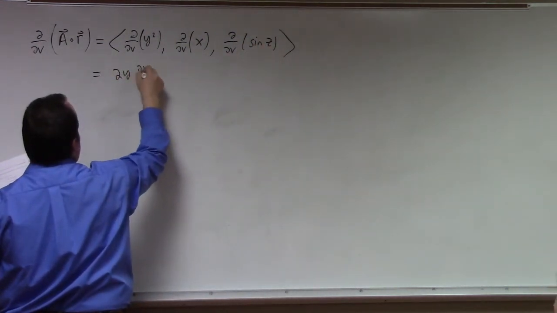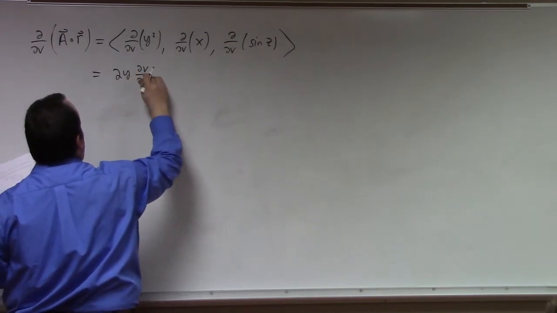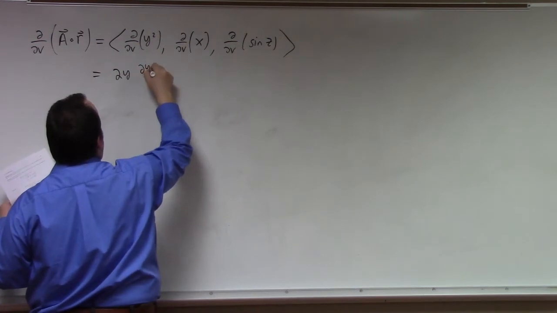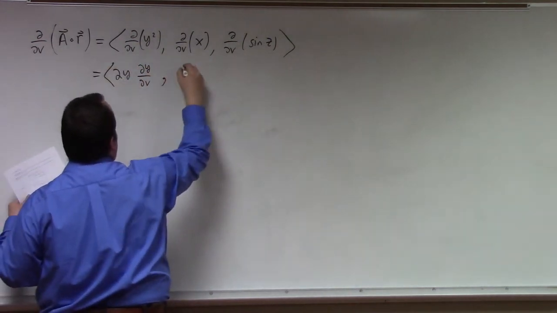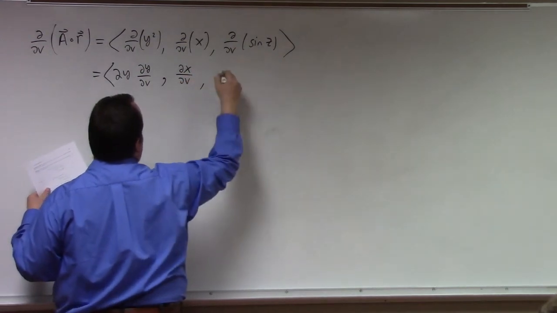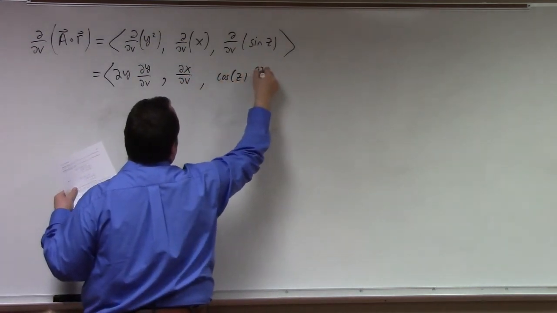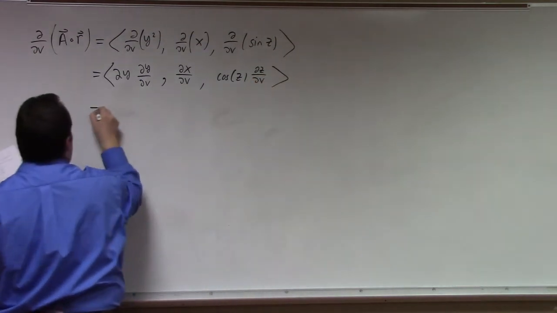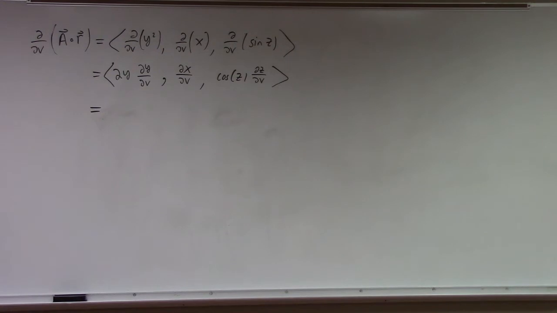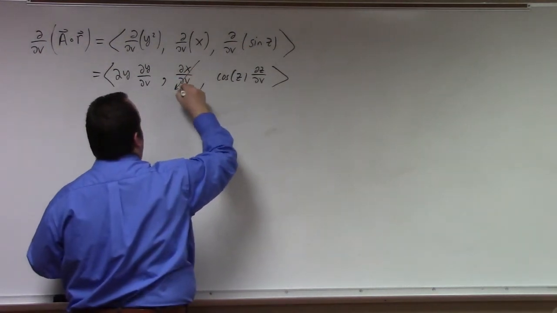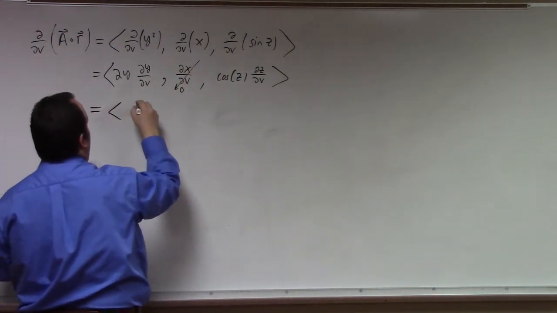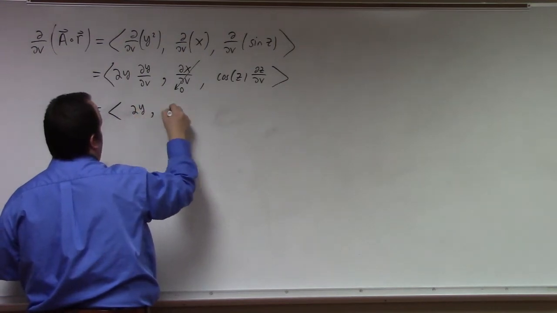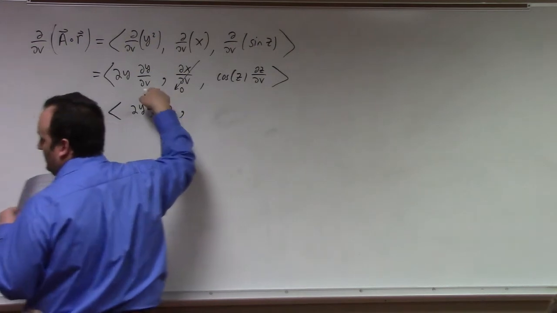We have 2y partial y partial v. Over here, we've got partial x partial v. And finally, we've got ourselves a cosine z partial z partial v. But remember, x, y, and z here are given to be u, v, and f of u, v, respectively. So partial x partial v is 0. But this time, we have 2y, right? Partial y partial v is what?